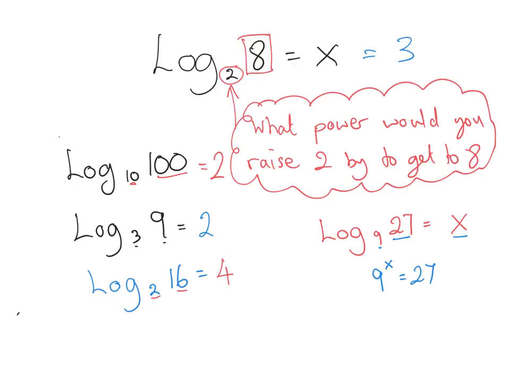What number connects 9 and 27? Well, 3. We know that 9 is 3 squared. And then we've got the x outside. We know that 27 is 3 cubed. What do we do with the powers here? Well, we multiply. Law of exponents, we get 3 to the 2x equals 3 cubed. And now, because we've got both 3 and 3, we can say that 2x equals 3 and x equals 3 over 2.